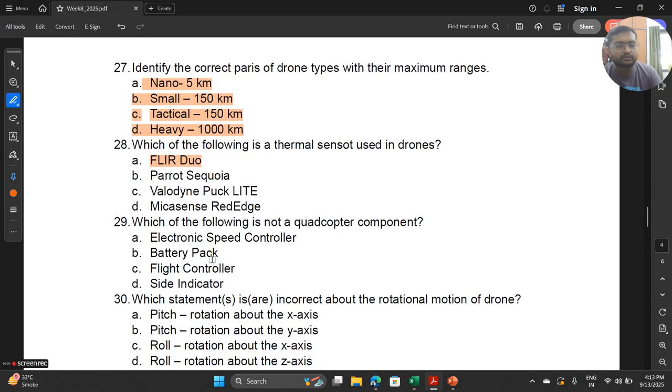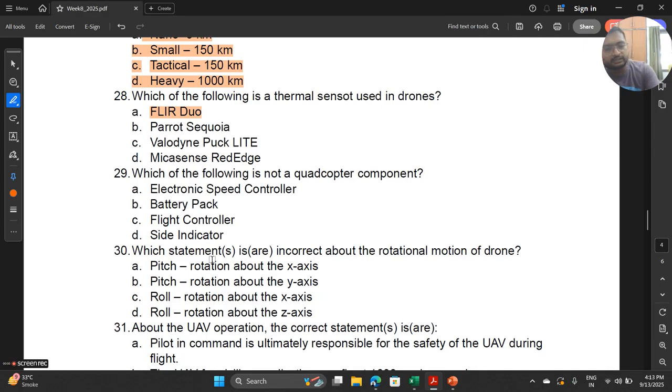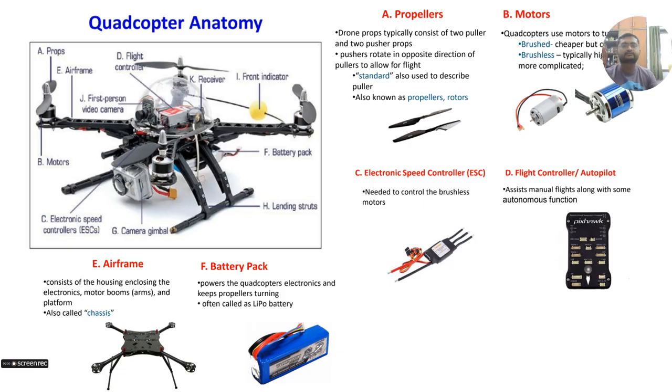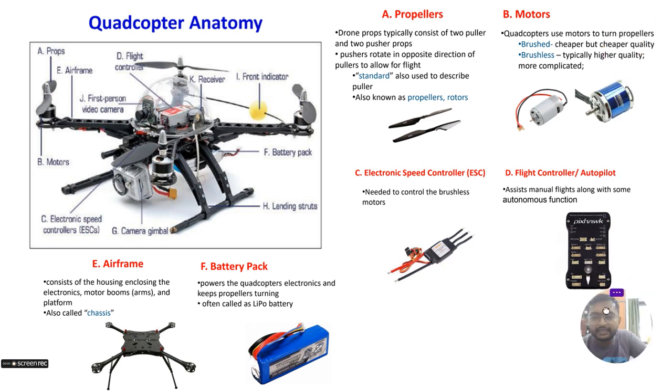Which of the following is not a quadcopter component? I think now we'll first check out the components of a drone and then go to the further questions. If we take a quadcopter, it has different components such as props or propellers, motors, then we have electronic speed controller, then flight controller, then airframe, front indicator, first person video camera, receiver. So we have this kind of external components.